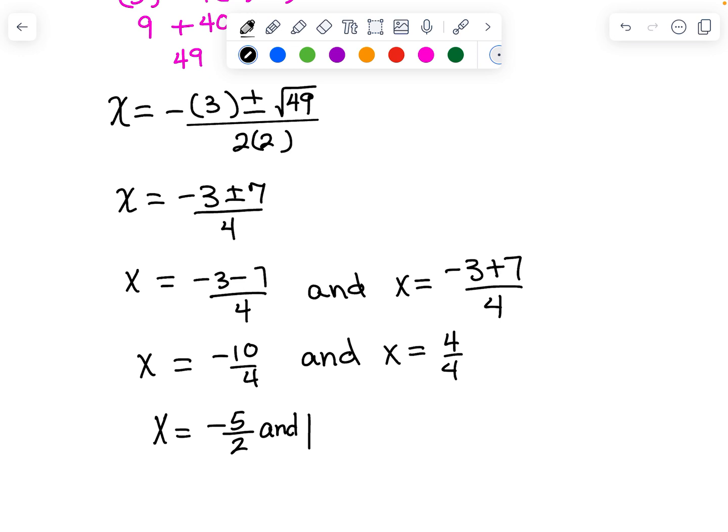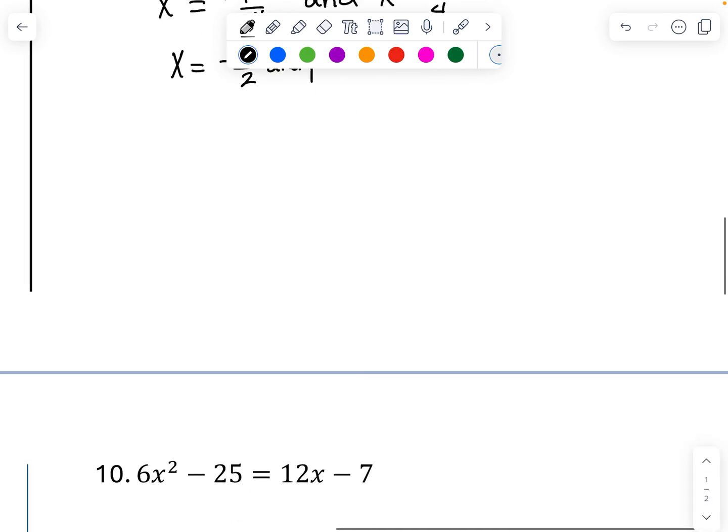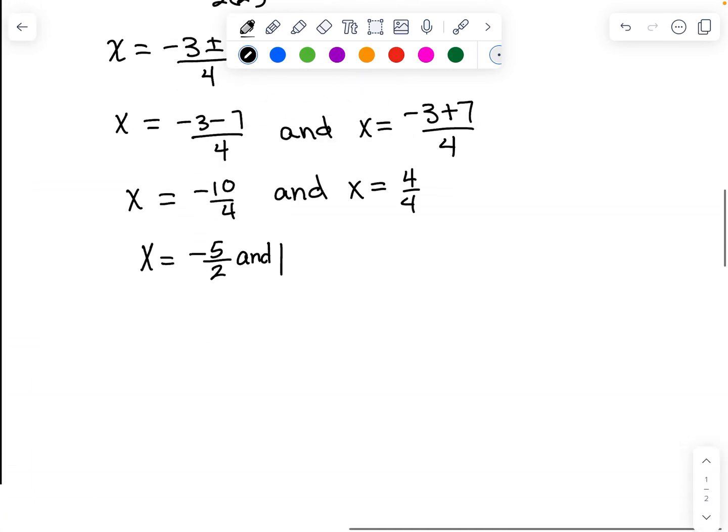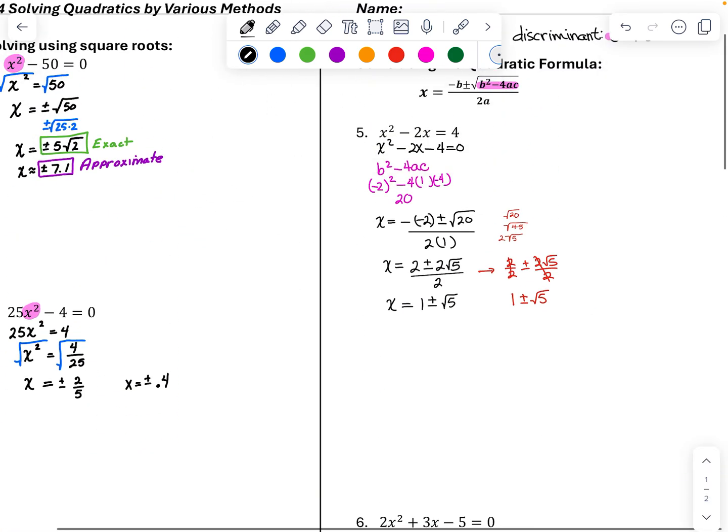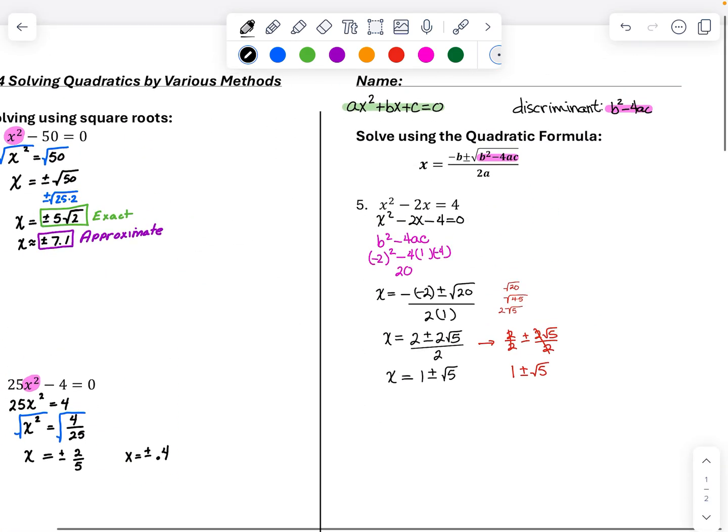So that one was factorable. We could have factored that. And had we factored it, we would have gotten the same thing. And we probably would have factored it by splitting the middle. Okay, whoops. So that is it for quadratic formula.